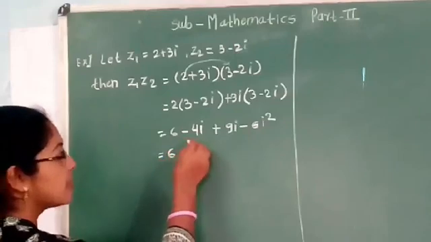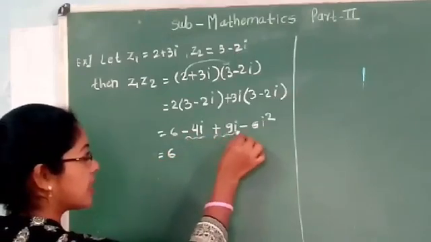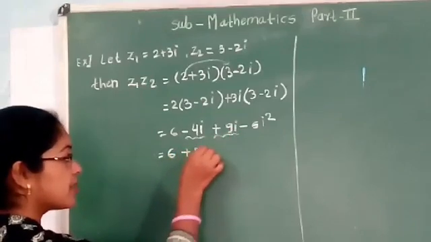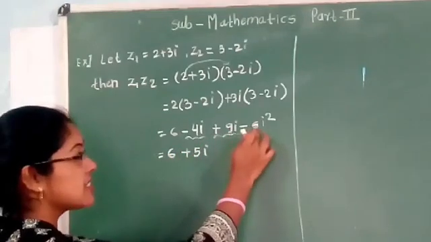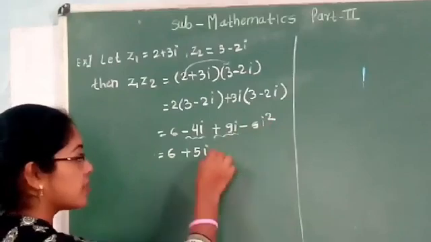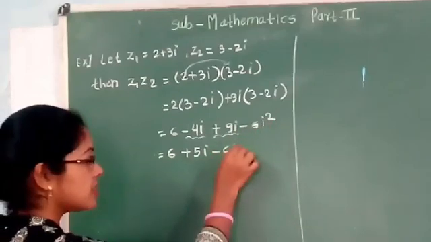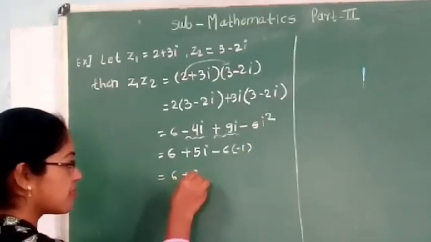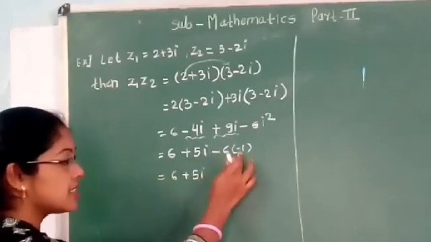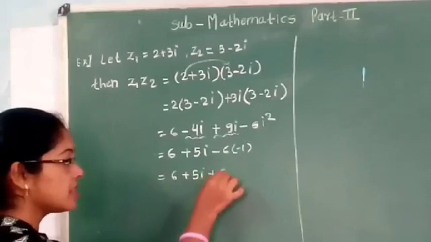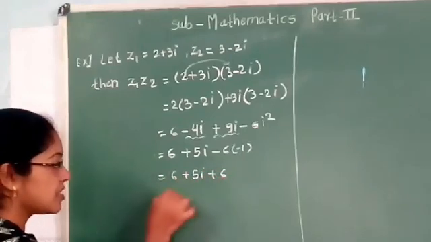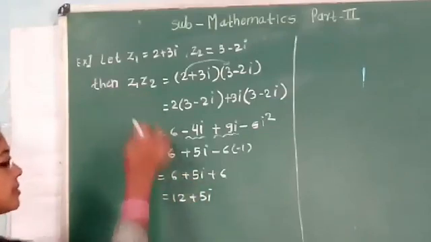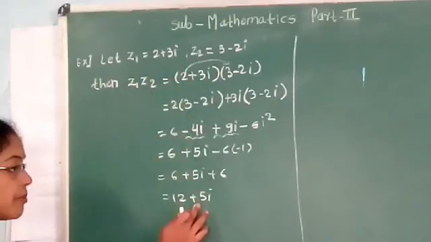So 6 minus 4i plus 9i is 6 plus 5i, and minus 6i square. Minus 6i square: i square is minus 1, so minus 6 into minus 1 is plus 6. So 6 plus 6 is 12, plus 5i. This is the multiplication of these two complex numbers.